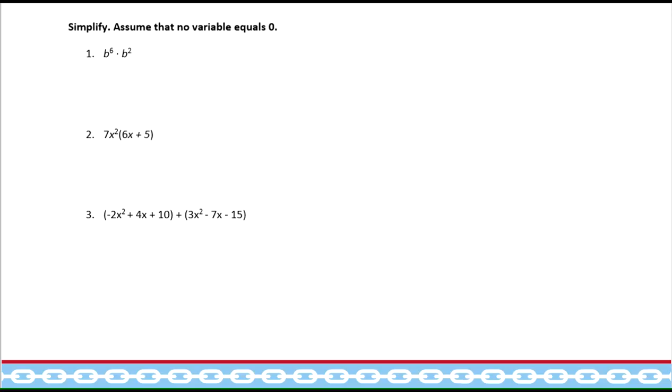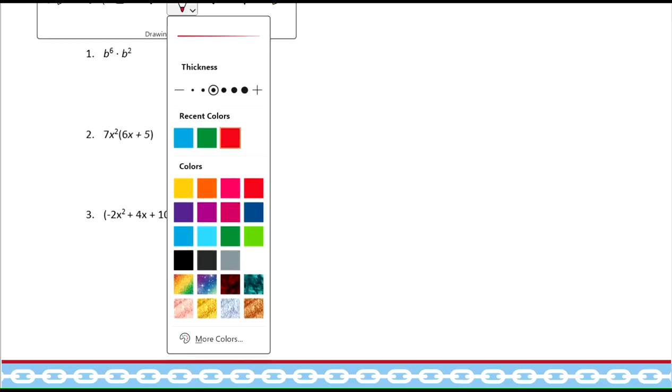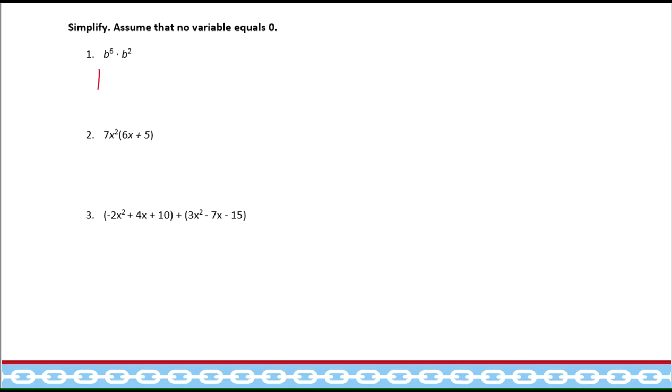For example 1, for my review, looking at exponent properties, when you have a common base, you can take the exponents and you can add them. So we're going to do the 6 plus 2 gives me b to the 8th.